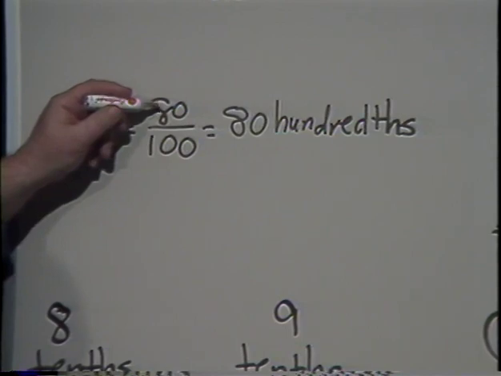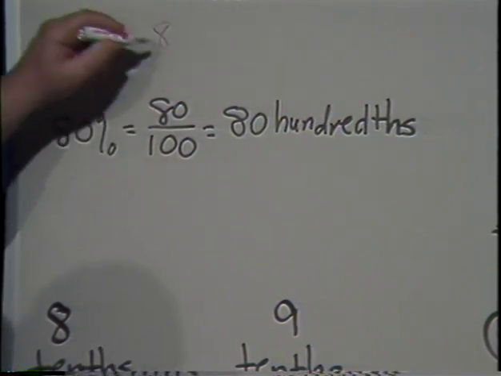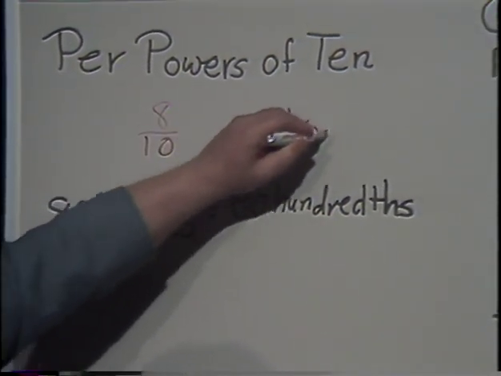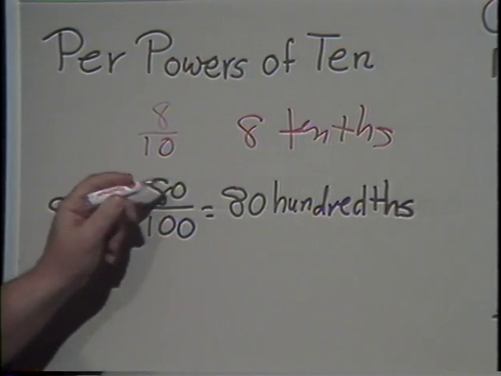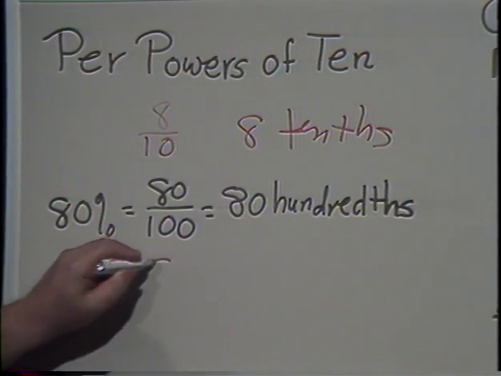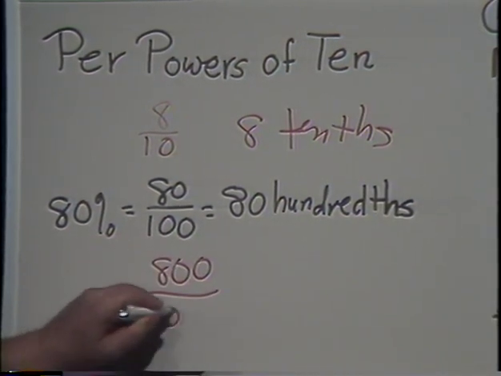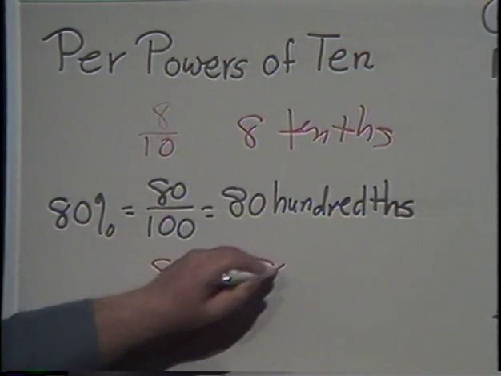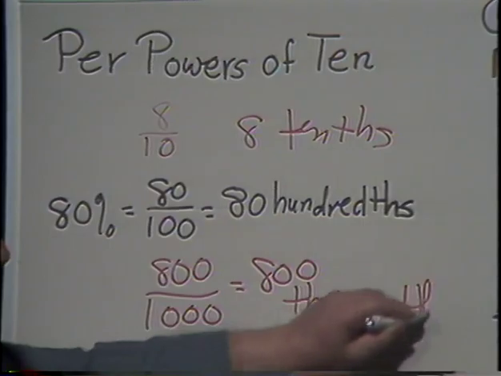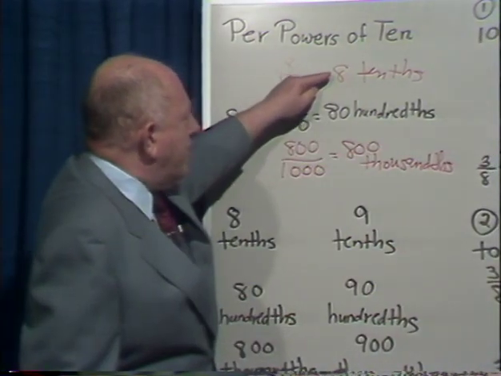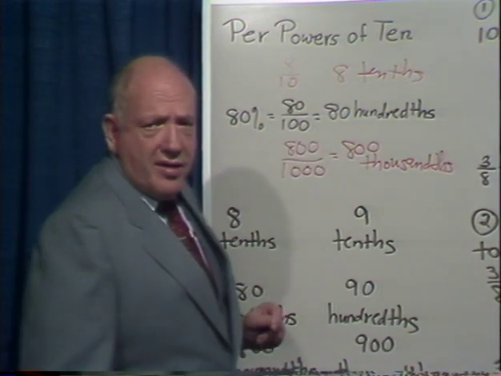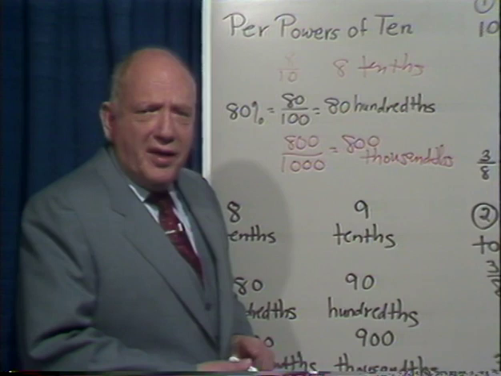Notice that you could have taken 80 over 100 and reduced that to 8 over 10, in which case that would have been called 8 tenths. You also could have multiplied numerator and denominator by 10, in which case the fraction would have been 800 over 1,000, and we'd have called this 800 thousandths. Notice the adjective-noun bit here again. The adjectives are 8, 80, 800. The nouns are tenths, hundredths, thousandths. But notice that they all name the same rate.